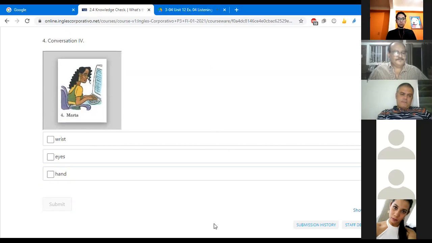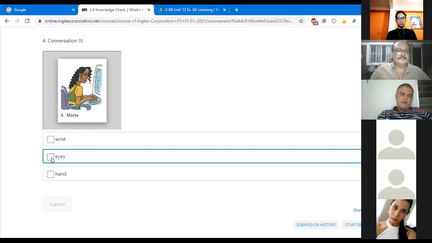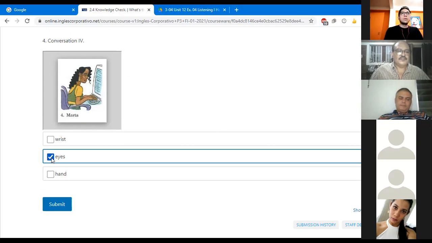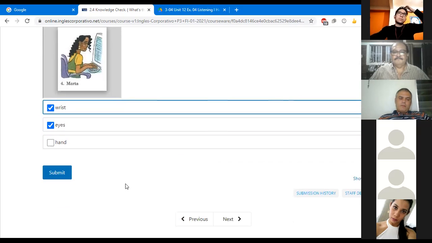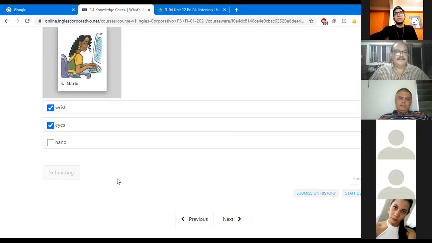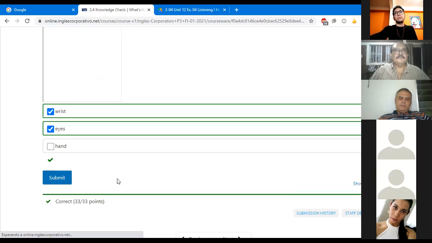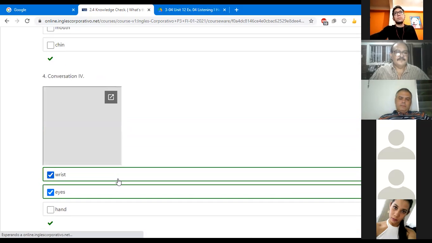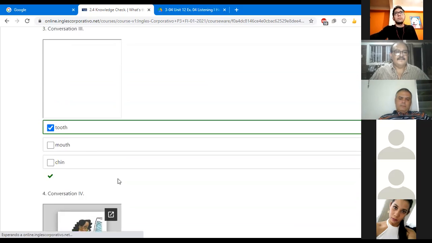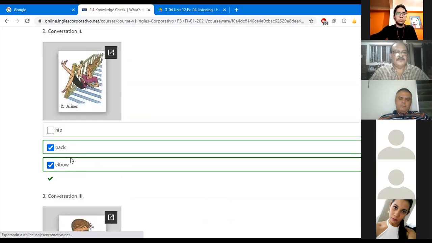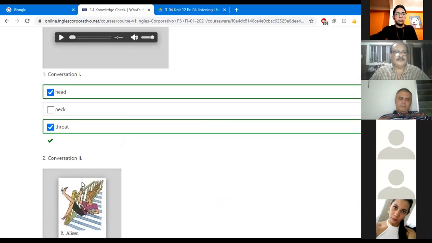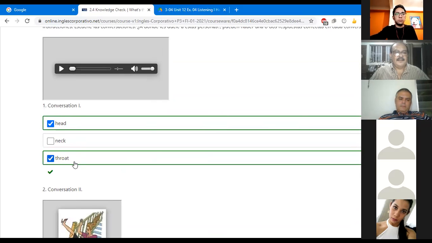Okay, what's the problem? Sore eyes and sore wrists. Okay. Now let's see. There we go. Wrist and eyes, the mouth, I mean the tooth. And then here we have a problem with the elbow and with the back. And also head and throat.